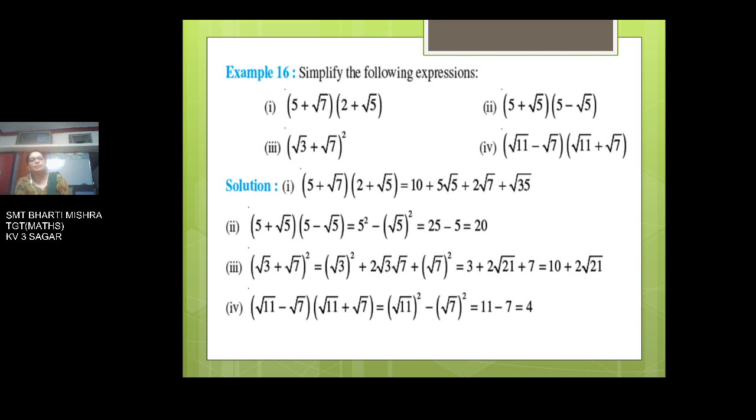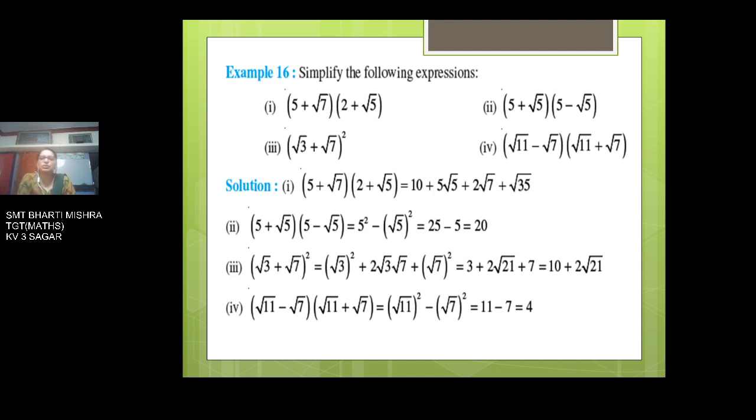Let us consider some examples which are based on these laws of radicals. Let us simplify the following expressions. The first part is (5 plus root 7) into (2 plus root 5). Now we are multiplying 5 by both the terms of 2 plus root 5. So 5 into 2 comes to be 10, and 5 into root 5 comes to be 5 root 5. So 10 plus 5 root 5. Now let us multiply root 7 by both the terms. So 2 into root 7, 2 root 7, and root 7 into root 5 comes to be root 35.